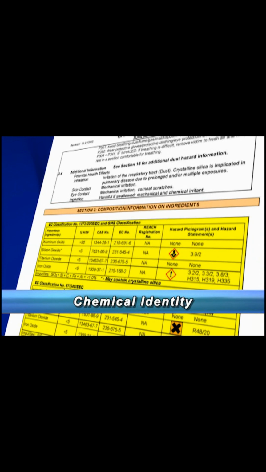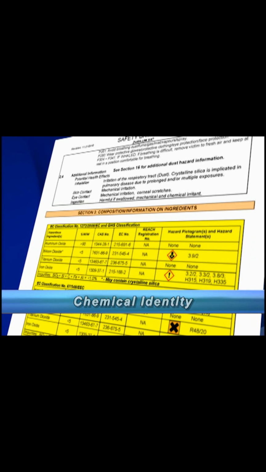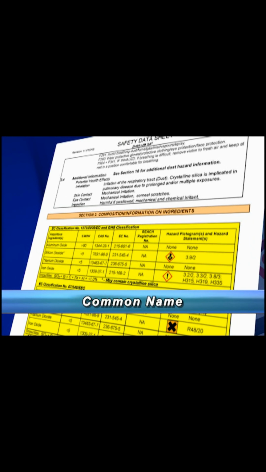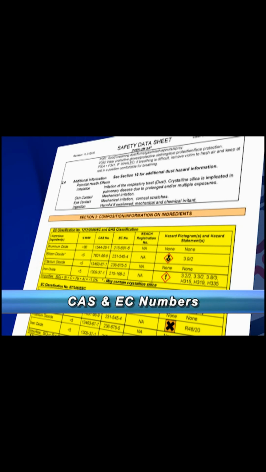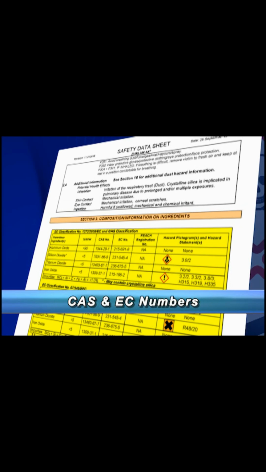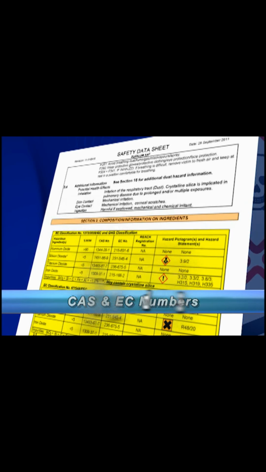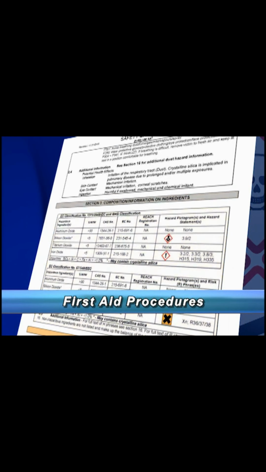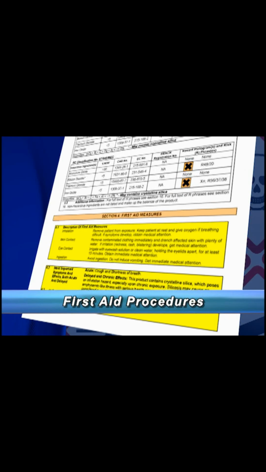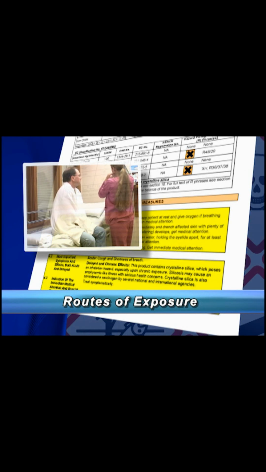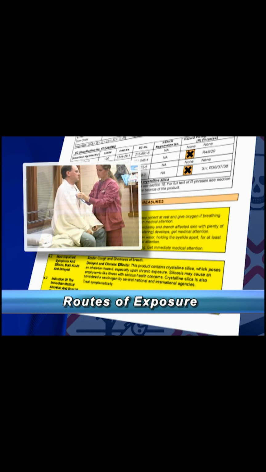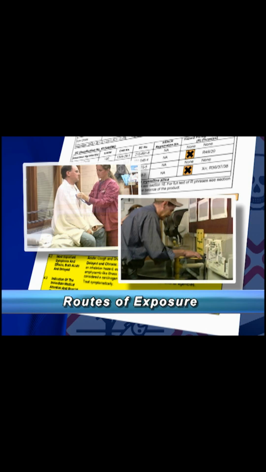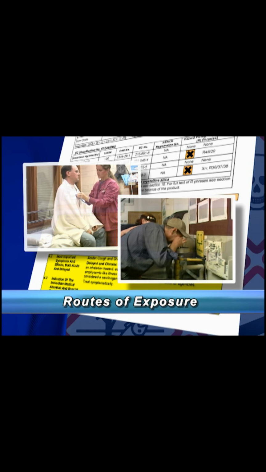In Section 3, the material's chemical identity is listed, along with its common name, and such identifiers as its CAS and EC numbers. If the product is a mixture, all hazardous ingredients are listed along with their concentrations. Section 4 contains information on first aid procedures. These are broken down by routes of exposure. For example, what should be done if a toxic substance is inhaled is detailed separately from what should be done if the same substance gets into a worker's eyes or is ingested.